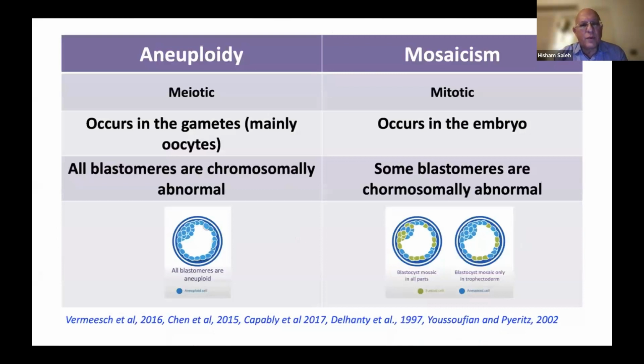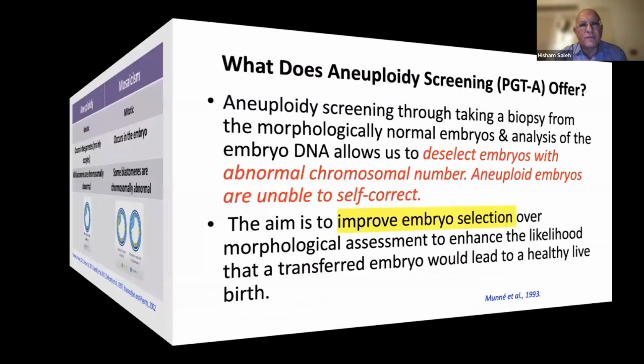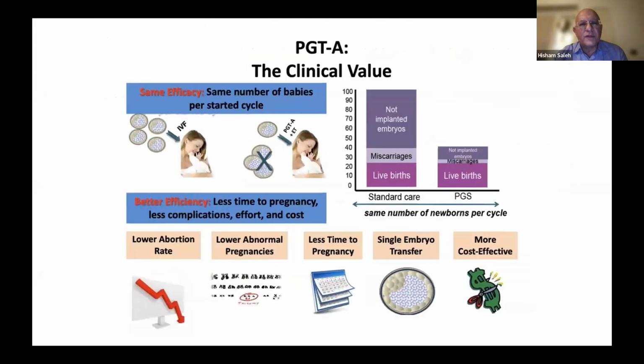Aneuploid embryos have all the cells abnormal in the blastocyst, while in mosaic embryos, some blastomeres are abnormal and the others are normal. The aim of PGT-A is to deselect embryos with abnormal chromosomal number because they cannot self-correct. With or without PGT-A, we will have the same live birth.